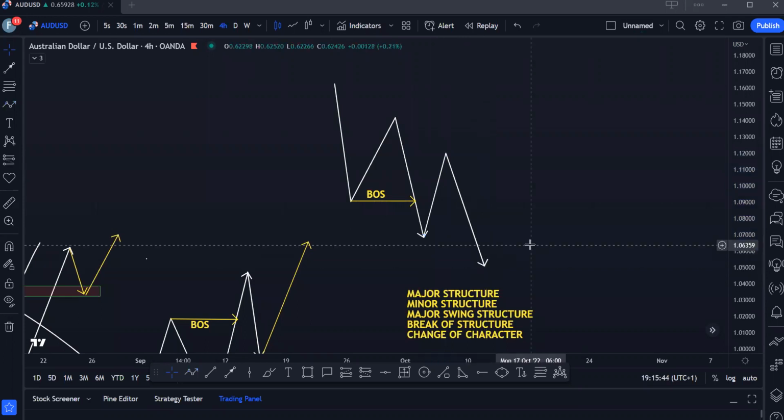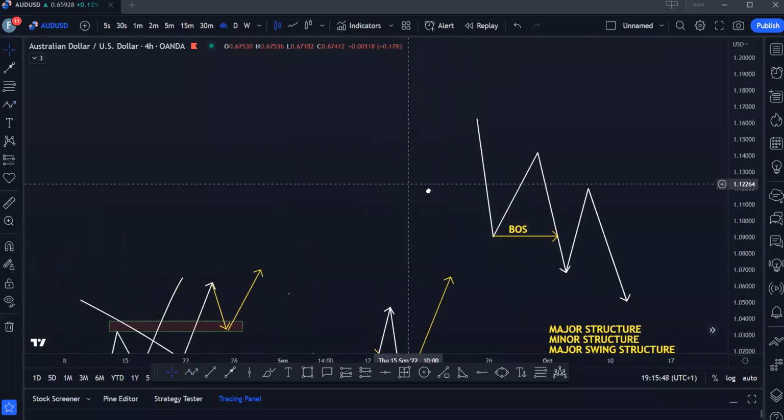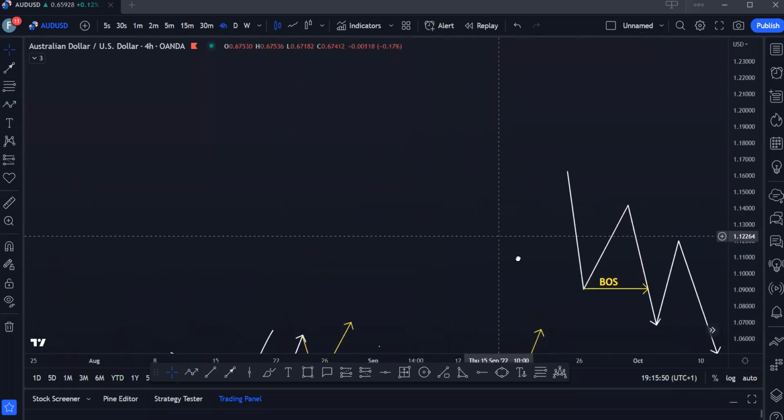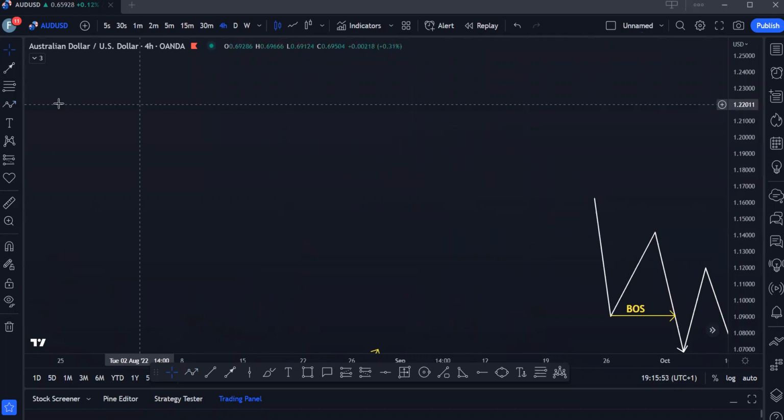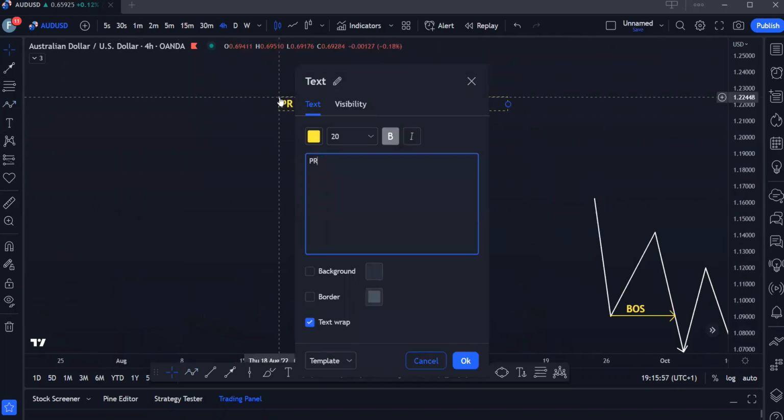Now, which brings us to the concept of premium and discount. Let's look at premium and discount shortly, then we'll go to the chart. All right, let's look at premium and discount.